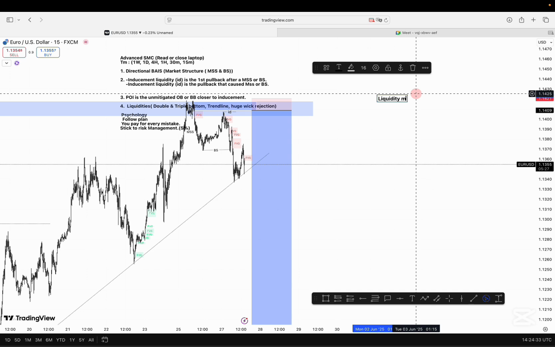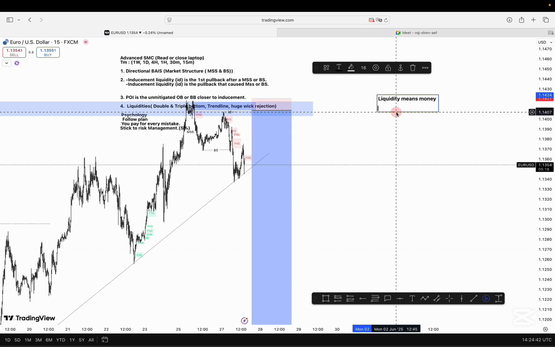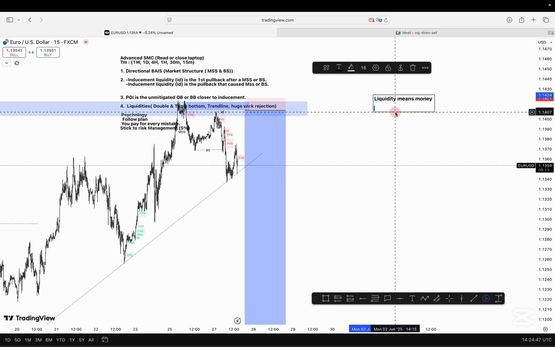Liquidity means money, and on this financial market, it is liquidity that moves the market. It is money that runs the market. So wherever price moves to, it is actually going to grab liquidities. It is going to take more money from one side of the market to run.